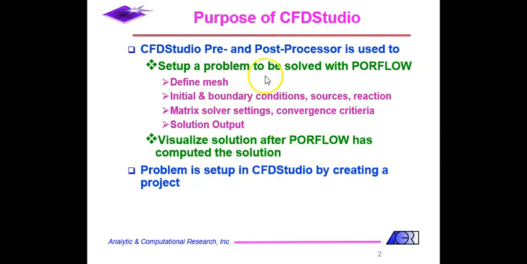The problem setup involves defining a mesh, setting the initial and boundary conditions, sources, reactions, properties, specifying matrix solver settings such as convergence criteria, iterations, and the actual linear solver, and specifying the solution output. A problem is set up in CFDStudio by creating a project.